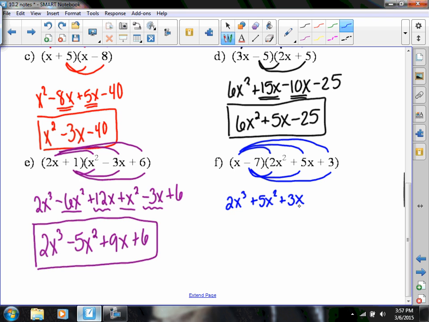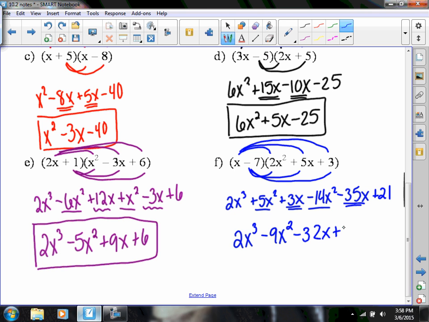So there I've multiplied the x by every term. Now the -7 gets multiplied by everything again. -14x squared. And then -7 times 5 is -35x. And -7 times 3 is 21. Then again, I have to combine my like terms. There wasn't another x cubed, so 2x cubed. And I have a 5x squared and a -14x squared, so that's -9x squared. And then I have a 3x and a -35x, so I get a -32x plus 21.